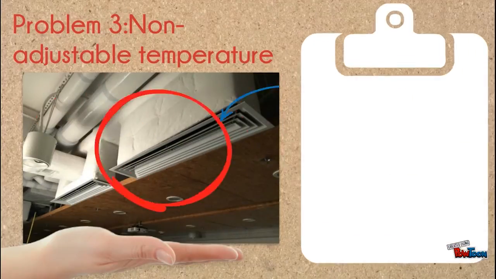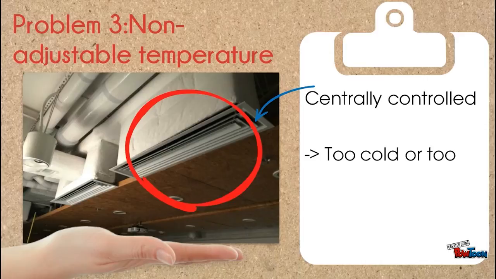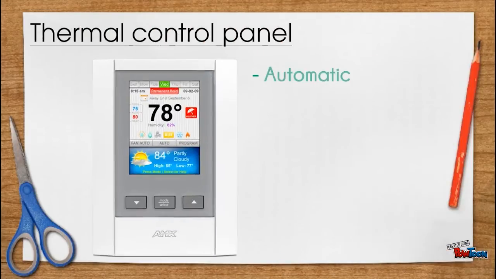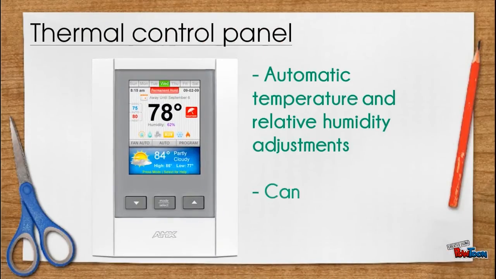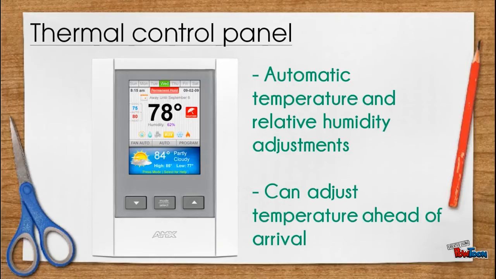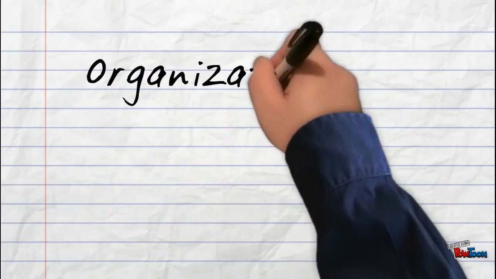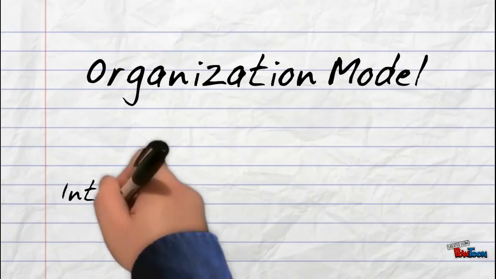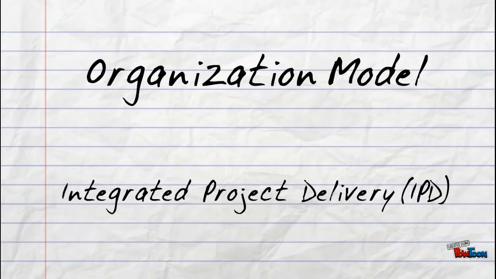As the air conditioner is centrally controlled, it is always too cold or too hot. A thermal control panel which allows automatic temperature and relative humidity adjustment can be inserted. It can also adjust temperature ahead of arrival. In organization model, we would like to first discuss IPD, which is Integrated Project Delivery.